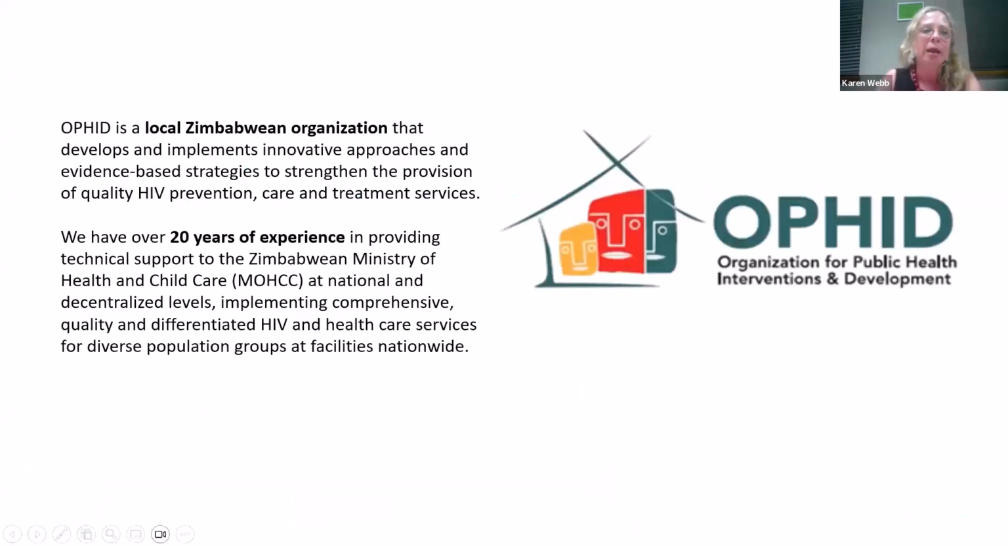Slides, there we go. So OFID stands for the Organization for Public Health Interventions and Development. We're a local Zimbabwean NGO, and we develop and implement innovative approaches and evidence-based strategies to strengthen the provision of primarily quality HIV prevention, care, and treatment services, and of course related comorbidities, including non-communicable diseases and also HIV and TB affected households. So we've been operating for over 20 years in Zimbabwe.